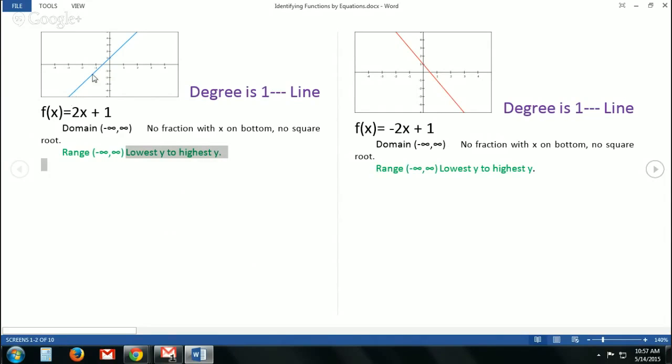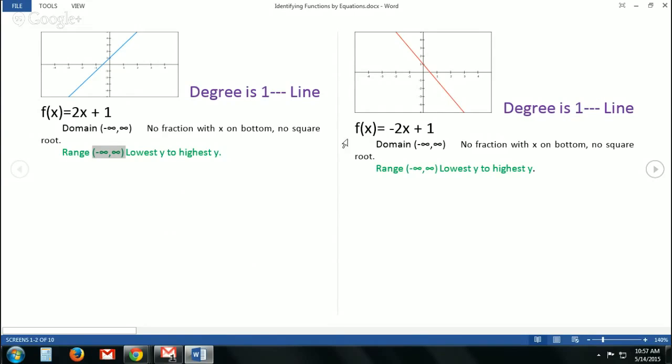When I look at the picture that we've drawn here, this one is going forever down on the left-hand side toward negative infinity. On the right-hand side, it's going forever up toward positive infinity. So the lowest y, there's not one. The highest y, there's not one. From negative infinity to positive infinity then would be our range.